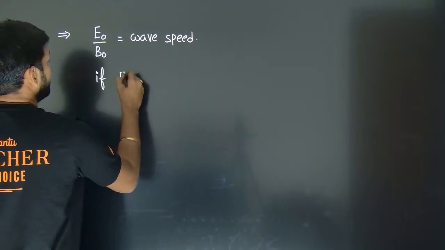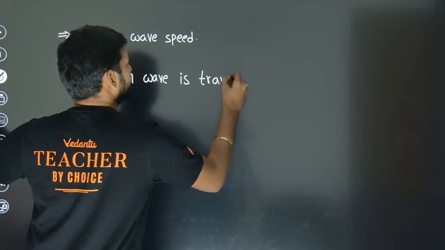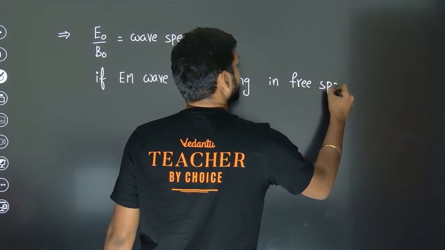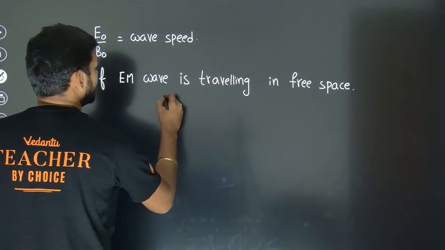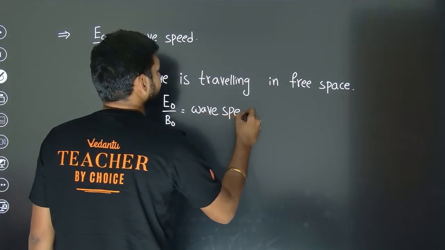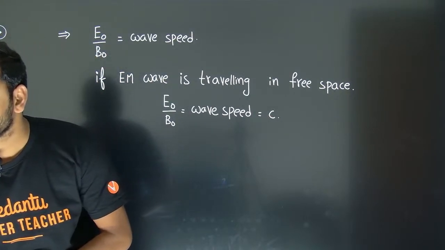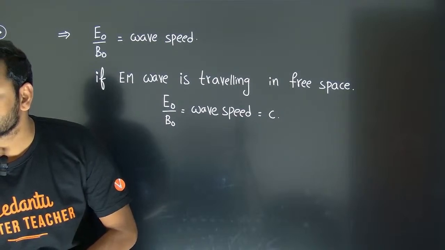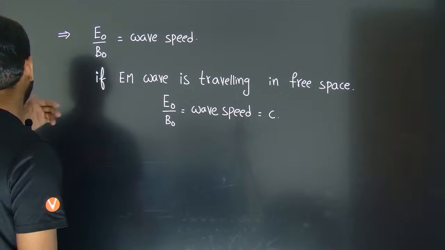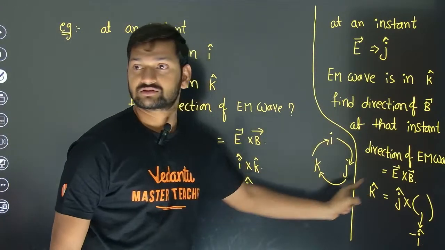If EM wave is traveling in vacuum or in free space, then E naught by B naught, which is wave speed, and we know the wave speed to be equal to C, the speed of light in vacuum. Not needed, you blindly follow this.